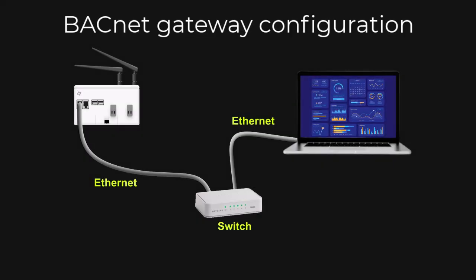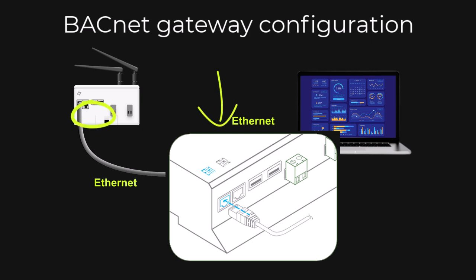Let's now proceed to the configuration of the BACnet gateway. Start by connecting the Watsense box to your local network using an Ethernet cable. The box has two Ethernet connectors. Identify the connector number, ETH1 or ETH2.